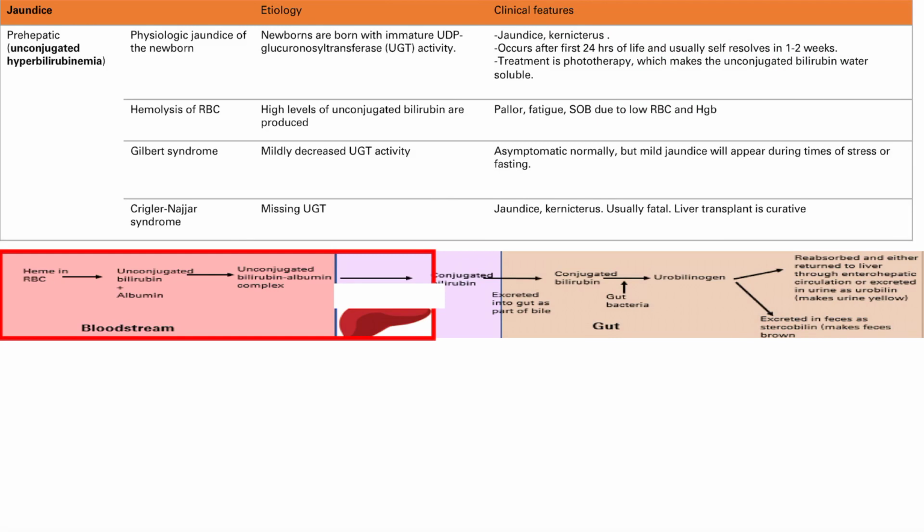So again, physiological jaundice has decreased UGT activity, but that's just transient. Okay, in the newborn, it's going to get better over time. Hemolysis is just increased production of that unconjugated bilirubin. Joubert syndrome is inherited decreased UGT activity, so it's going to stay forever. It's going to be forever mildly decreased, but it's usually asymptomatic. Crigler-Najjar is very serious because you're completely missing UGT. So you're going to get super high levels of unconjugated hyperbilirubin in your blood.